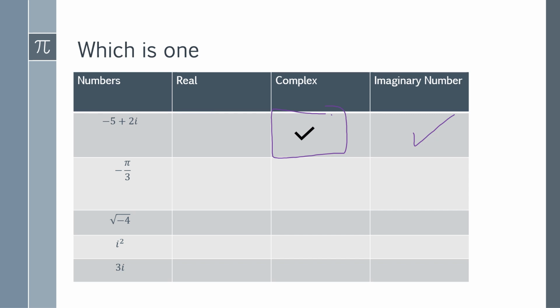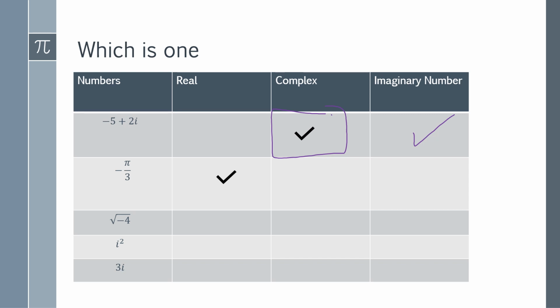So negative pi over 3: real, complex, or imaginary? It's a real number because you could see that on the graph. Imaginary numbers you can't see on the graph, because pi over 3 can be a number that crosses the x-intercept. Remember, anything that is imaginary does not cross the x-intercept.